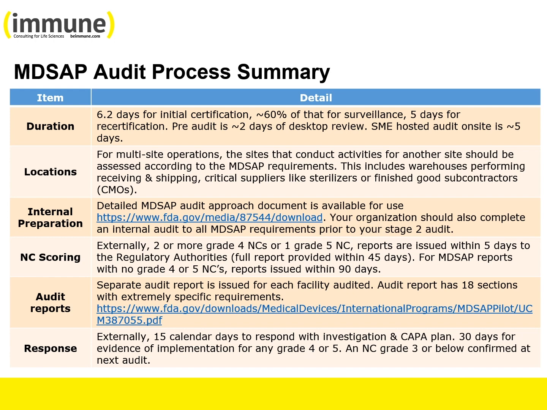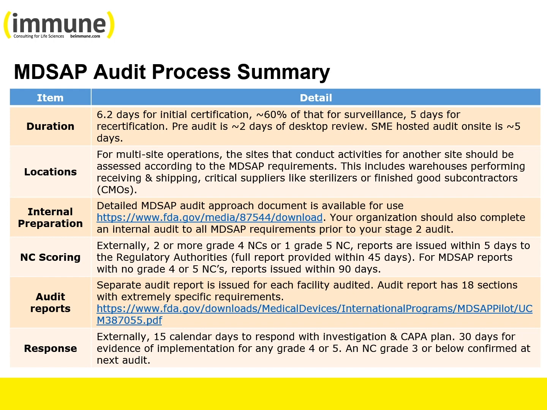NC scoring is performed according to a grading scale. We're going to cover this grading scale in the subsequent slides. Important information to remember is that 2 or more grade 4 nonconformities or 1 grade 5 nonconformance has the report issued to the regulatory authorities within 5 days. All other reports are provided within 45 days.